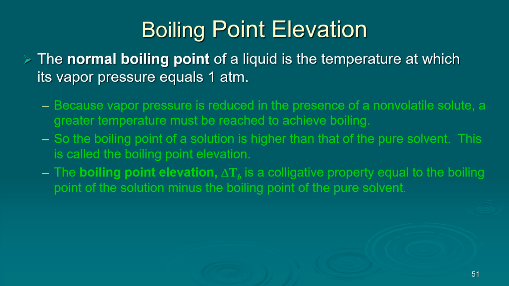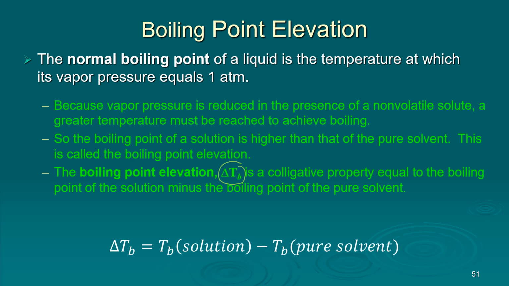So boiling point elevation is given the symbol delta TB, change in temperature boiling, change in boiling point. It's a colligative property again, and it's equal to the boiling point of the solution minus the boiling point of the pure solvent. So again, remember that it's increasing the boiling point, so that difference between the normal boiling point and the new boiling point is the delta T. How much higher is the actual boiling point? So delta TB just equals the temperature of the boiling point of the solution minus the temperature of the boiling point for pure solvent.